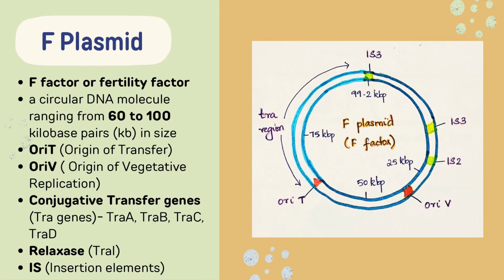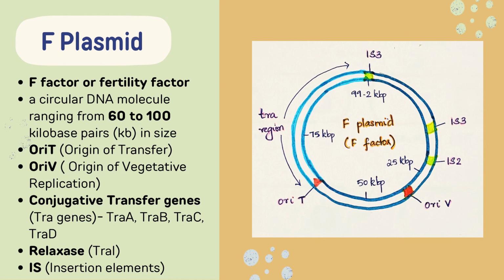F plasmid, also known as F factor or fertility factor, is a circular DNA molecule ranging from 60 to 100 kilobase pairs in size, although variations can occur. Key components of F plasmid include ORI-T, origin of transfer. This is a specific DNA sequence where the transfer process initiates during conjugation. ORI-V, origin of vegetative replication. This is a sequence where plasmid DNA will replicate in the recipient cell.